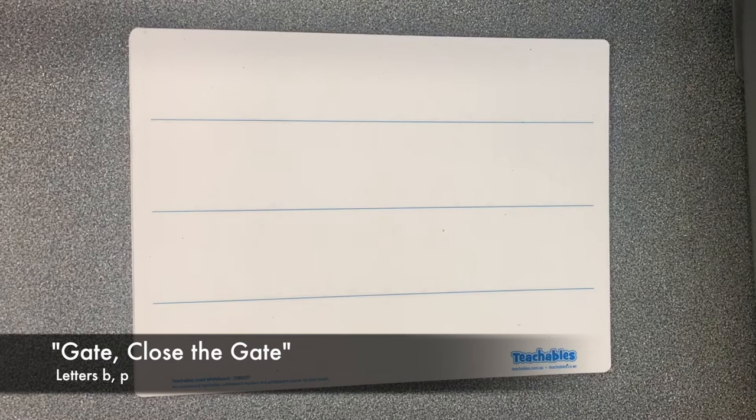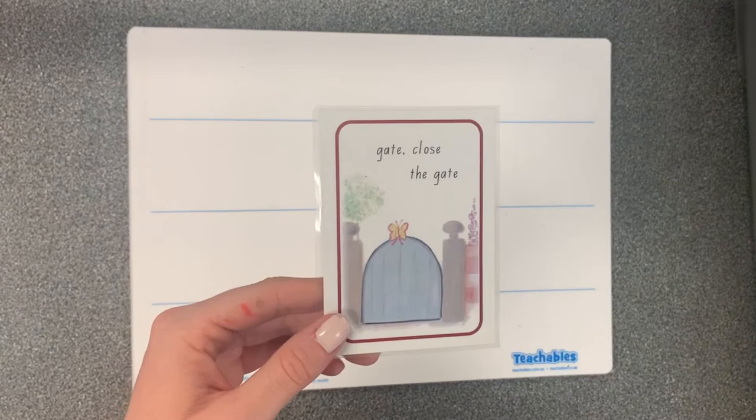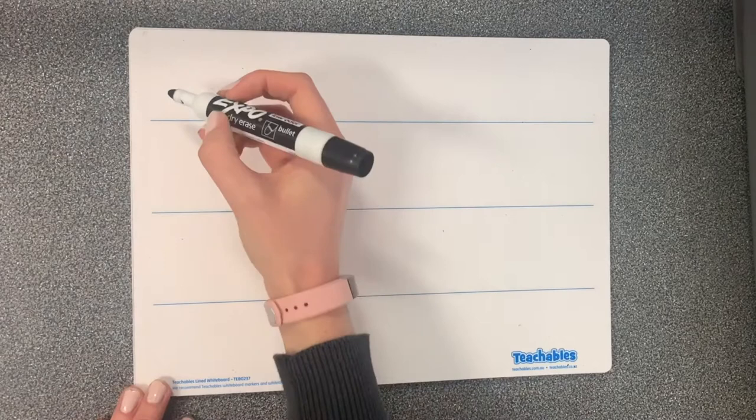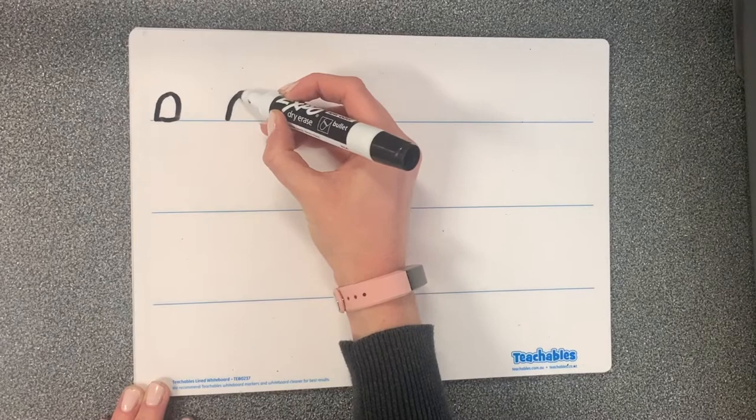All right, we're going to do the letter shape gate, close the gate now. So you can see the gate and it's closed. This was from the part of the story where the butterfly flew down and landed on the gate right at the beginning. So we're going to take our pen, start on the left-hand side of the page, and we're going to make a gate shape, and we're going to shut the gate. Again, gate, and shut the gate.